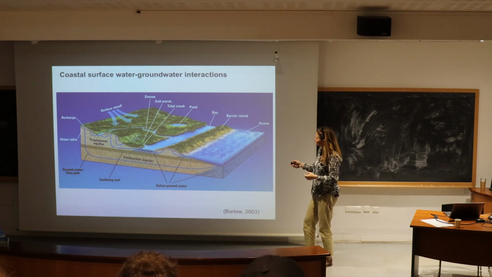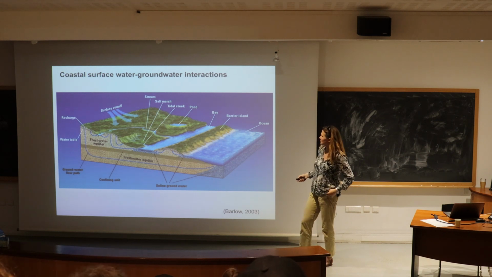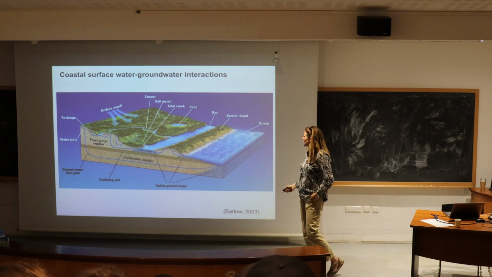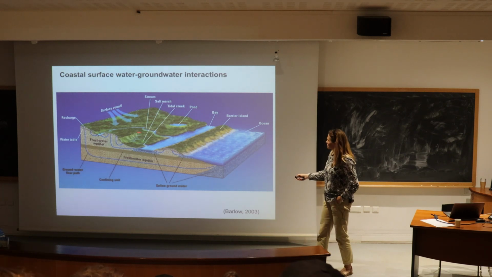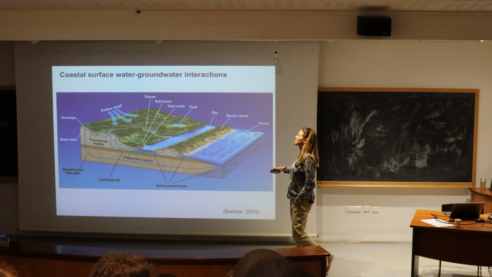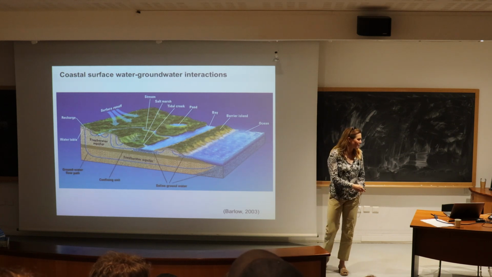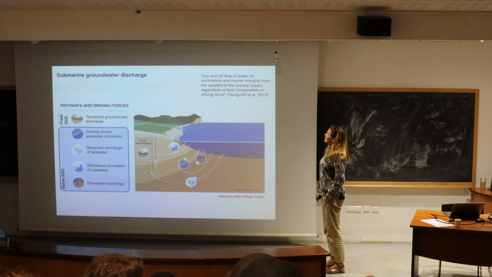So this is a conceptual model of all the different ways that surface water and groundwater mix in coastal aquifers. And it's a little bit more complicated than this, but basically you have a freshwater lens that sits under land, and then salt water that comes in and sits below the surface water, and they mix in an interesting way that drives all kinds of cool reactions.